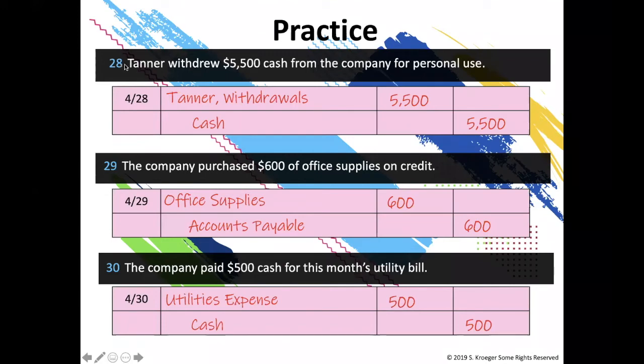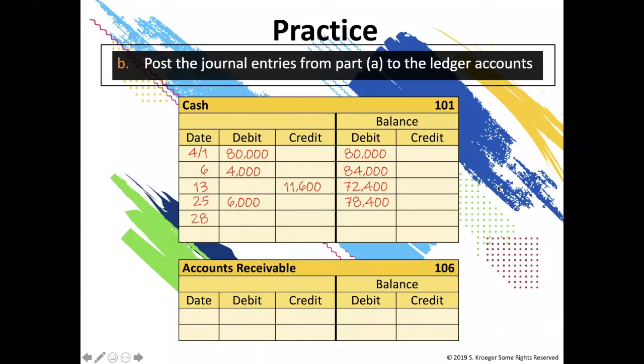Here are our last two cash transactions. On the 28th, we have cash as a credit of 5,500, and on the 30th, we have cash as a credit of 500. Let's put these two credits in next. The first one was on the 28th. It was a credit of 5,500.